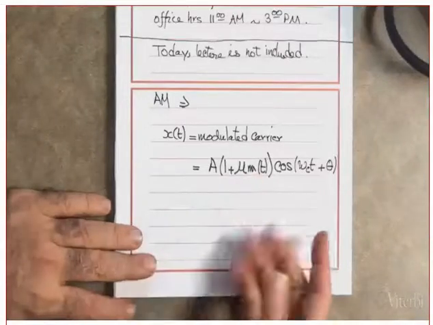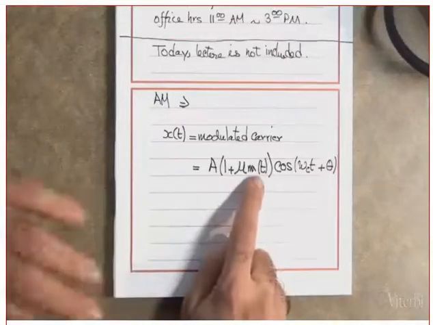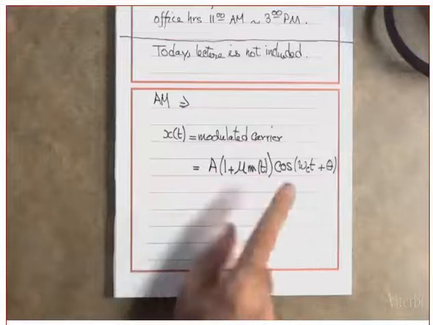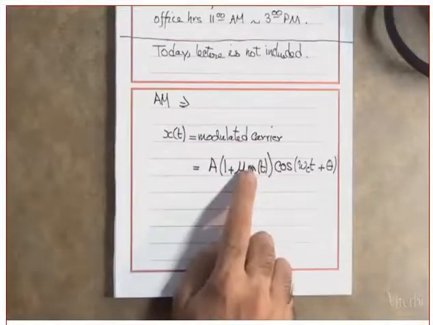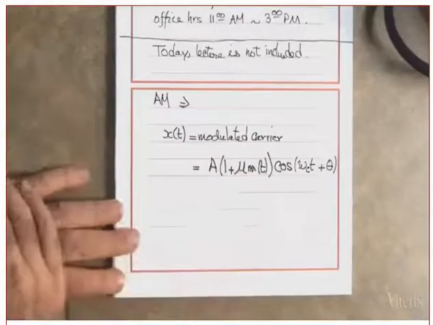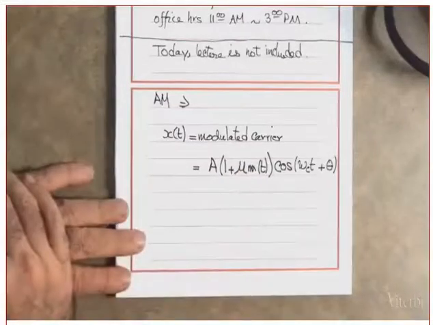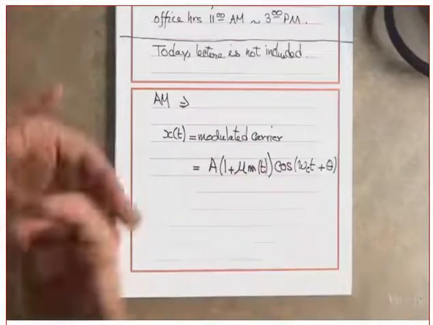Did you get my point or not? If M of t is 0, if there is no modulation, what do you receive? What do you end up with? If there is no modulation, which means M of t equal to 0, what do you end up with? A cosine omega c t plus theta, which is the carrier signal.